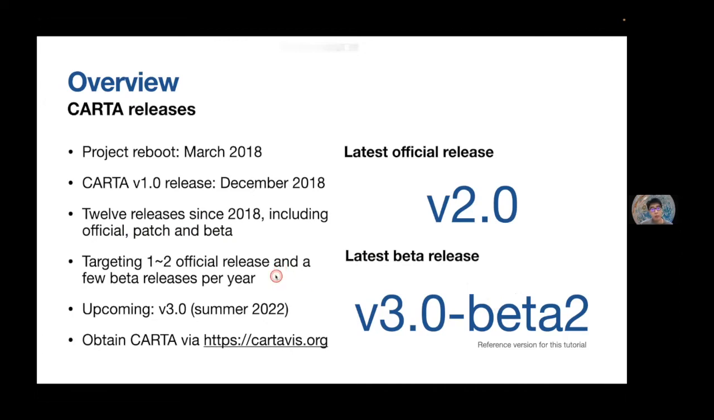We aim to have 1 or 2 official releases per year, and also a few beta releases between the official releases, so that you can try the latest or new features from these beta releases. Just to let you know, the upcoming one will be the version 3 final release, and it will happen around the summer this year, 2022. So to obtain CARTA, please visit our homepage, cartaviz.org, to get a copy of CARTA. There are some instructions there.